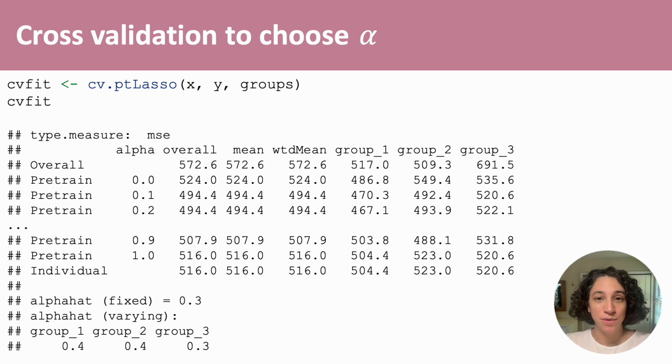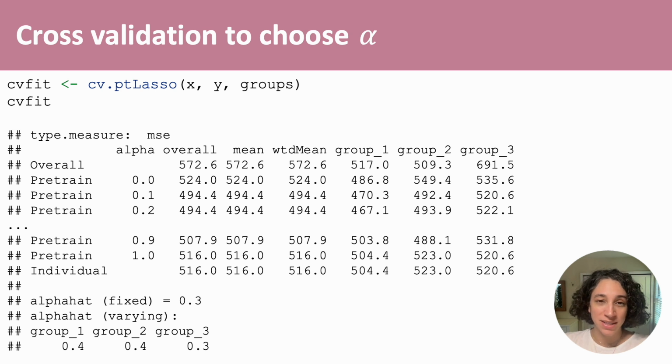Cross-validation in the ptlasso package is straightforward. Simply call cv.ptlasso. By default, it will compare 11 values of alpha from 0 to 1 equally spaced apart. And after fitting, it will report the cross-validated performance metrics. So that this fits nicely on our slide, I've hidden the rows for alpha from 0.3 to 0.8.